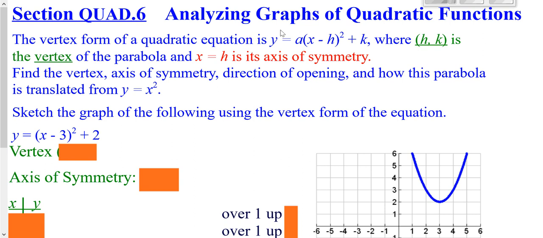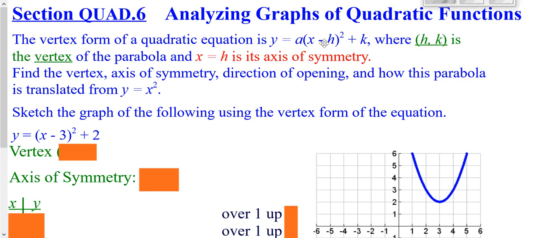So we're going to be looking at graphs of quadratics and quadratic functions in a different form. We're going to look at it in the vertex form, where y is equal to a, and then in parentheses, x minus h, parentheses squared, plus k. In other words, sometimes you have to complete the square like we've done before to get it in the proper form. When it is in this form, h and k is your vertex.